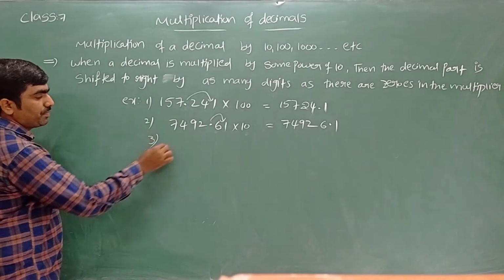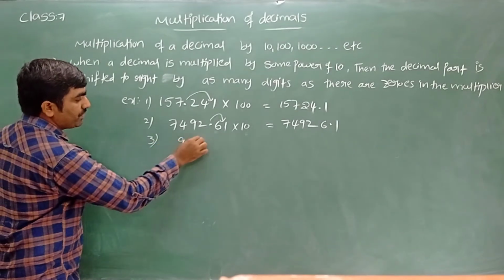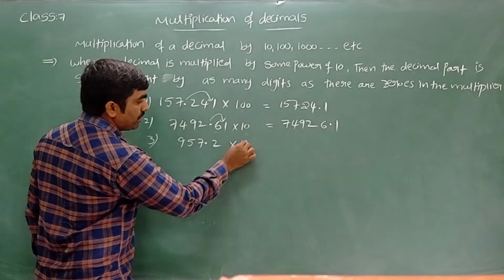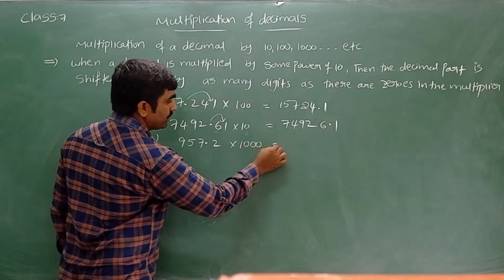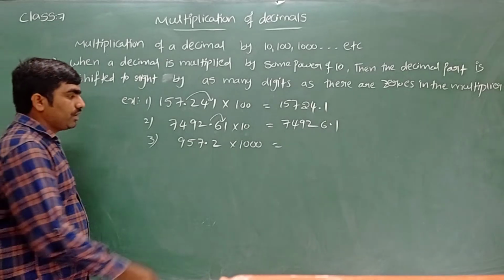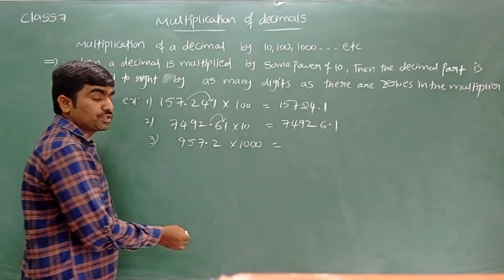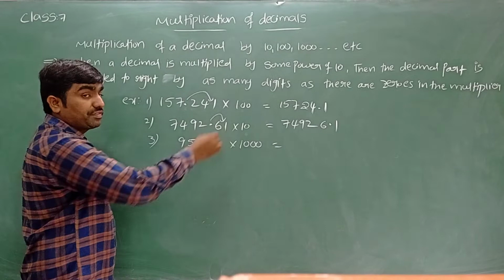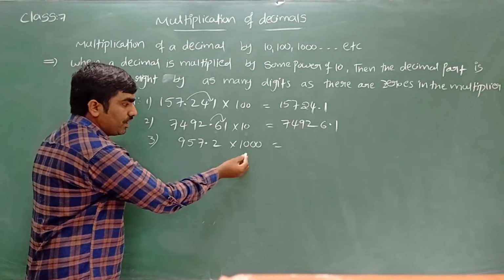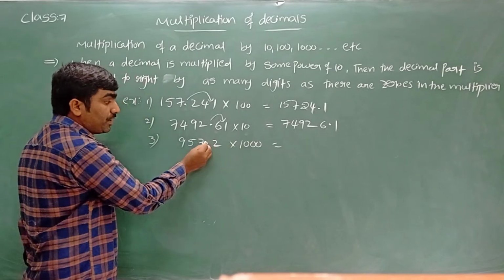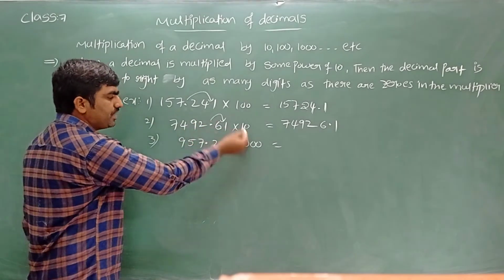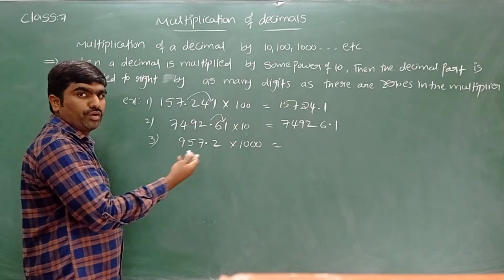Let me take one more example. 957.2 into 1000. Tell me, how can I multiply with 1000 now? Here you can see 3 zeros. So the decimal point is shifted to the right side after 3 digits. Here you can see 3 zeros. The decimal point is shifted to the right side after 3 digits. So on the right side I can see only 1 digit, no more.